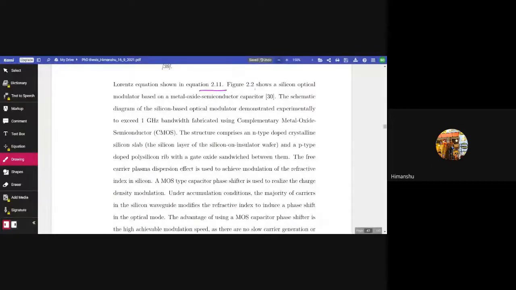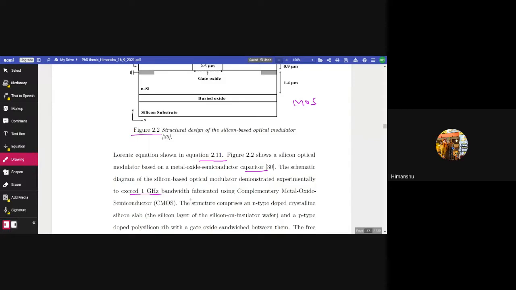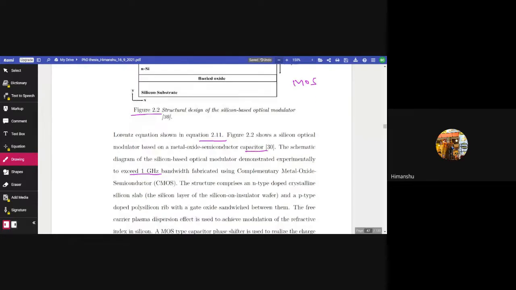Figure 2.2 shows a silicon optical modulator based on a metal oxide semiconductor capacitor. Reference number 30. The schematic diagram of the silicon-based optical modulator demonstrated experimentally to exceed 1 GHz bandwidth, fabricated using complementary metal oxide semiconductor (CMOS).